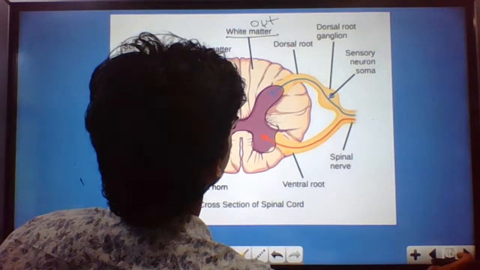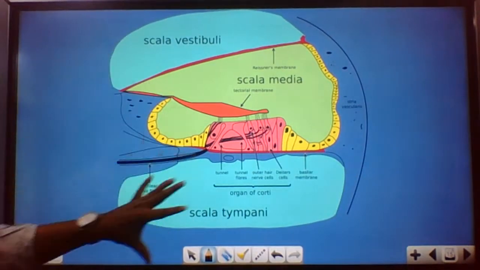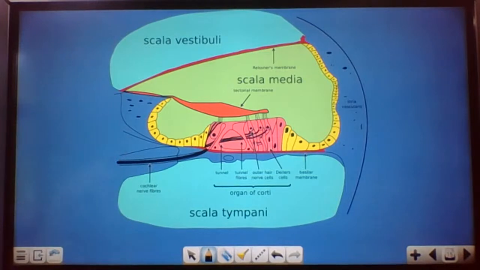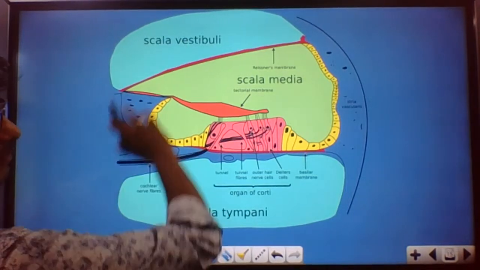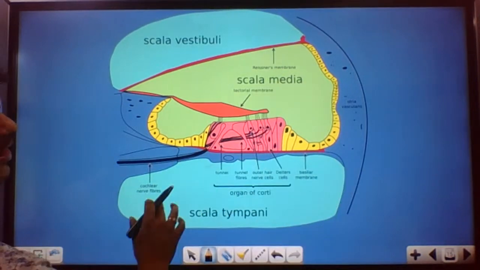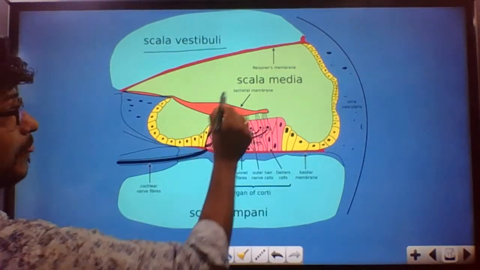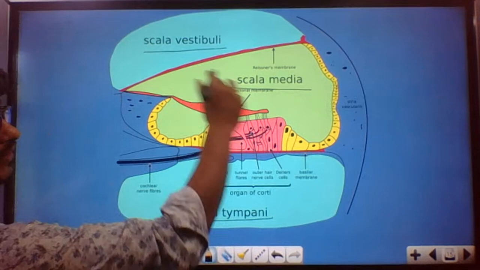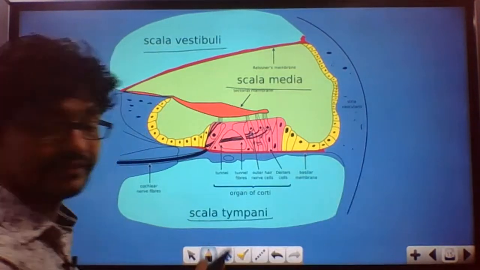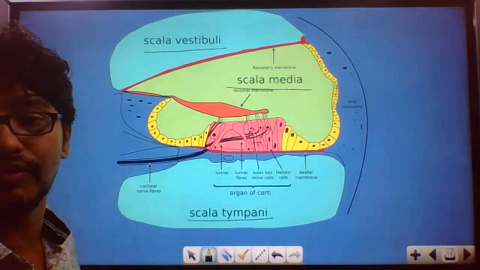Coming to the innermost part, the organ of Corti, the scala vestibuli, and the scala tympani that we're talking about. When we're talking about the organ of Corti, in the overall cross section, the internal structure has three important regions: the scala vestibuli, the scala media, and the scala tympani. So we have three layers, and this deals with the mechanism of hearing.